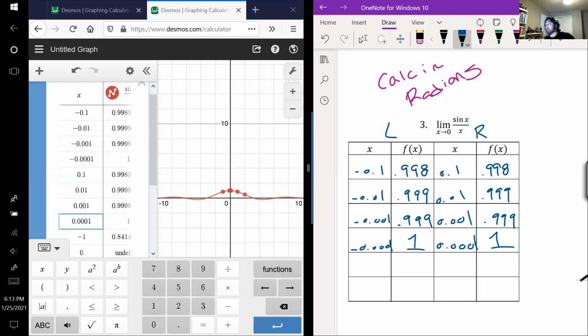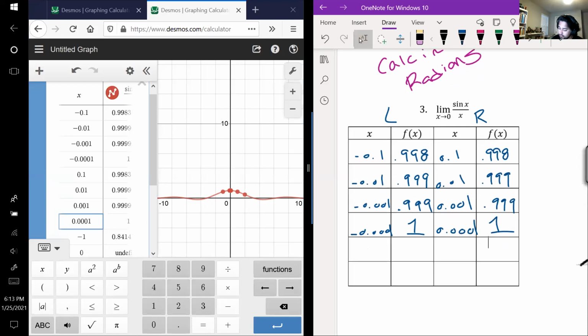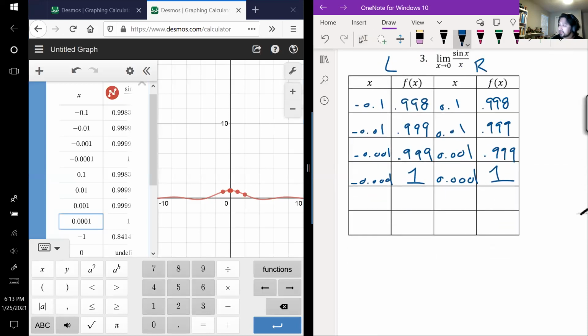So this means since the limit from the left is 1, the limit from the right is 1, the limit from both sides of this trig limit is going to be 1. As you can see, of course, from the pictures on the right. So let me just write this out. The limit as x approaches 0 of sine x over x is 1.